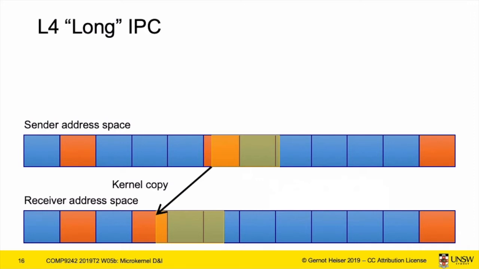So in the original L4, IPC was a true message passing operation. You sent data, including arbitrary length strings. They didn't even have to be aligned. So you could take an arbitrary buffer somewhere in your memory and send that to a receiver, to a location of the receiver's choice, obviously. So the receiver said, I'm willing to receive a long message, and this is where it should go. And then the kernel would do the copying.